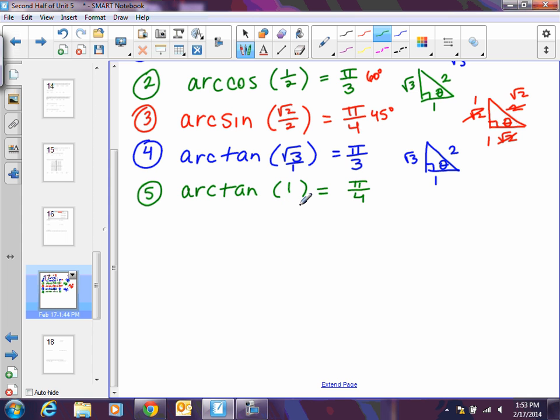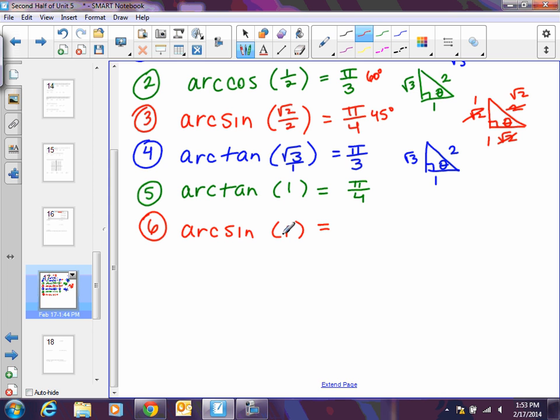All right, so far I've only done 30, 60, and 45. But we know we have all those quadrantal angles. So for instance, if you were to see arc sine of 1, you can't draw a triangle for this one. What would happen if you tried? Yeah, the leg and the hypotenuse would both be 1. That can't happen. Your hypotenuse has to be the biggest one.